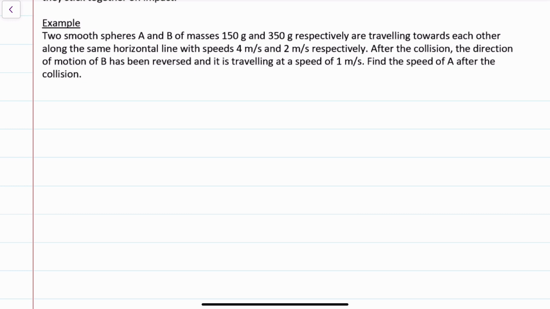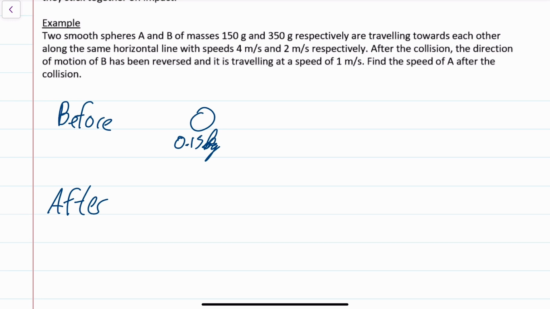Okay, I have no idea, so I'm going to do a before and an after diagram. So before, I've got this, and in kilograms, 0.15 kilograms. And it's moving with a speed of 4 meters per second. The other one is moving the other direction at a speed of 2 meters per second. And what was its mass? It was 0.35 kilograms.